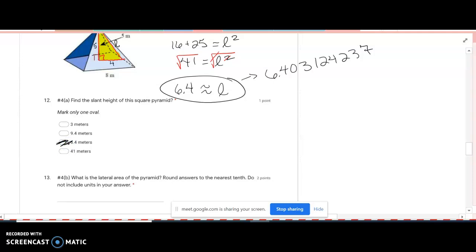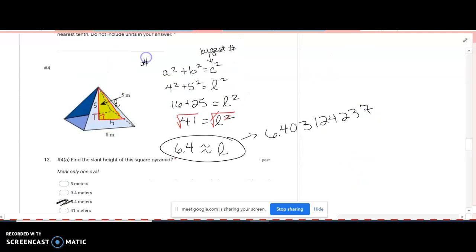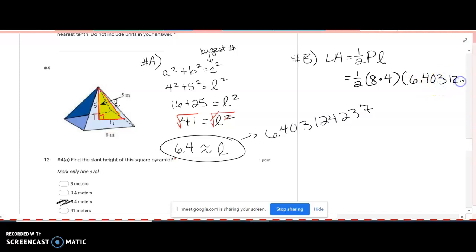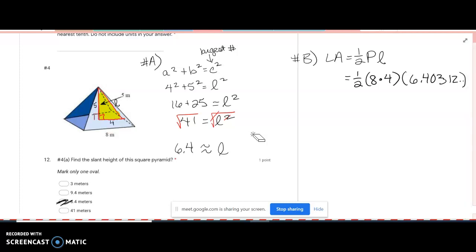So on the next one, what is the lateral area? So this was part A. Part B, lateral area is 1/2 perimeter of the base times slant height. So on this one, we know it's a square base. So 1/2 times 8 times 4 sides times the slant height, which is that whole 6.40312 dot dot dot, which comes out to 102.4.